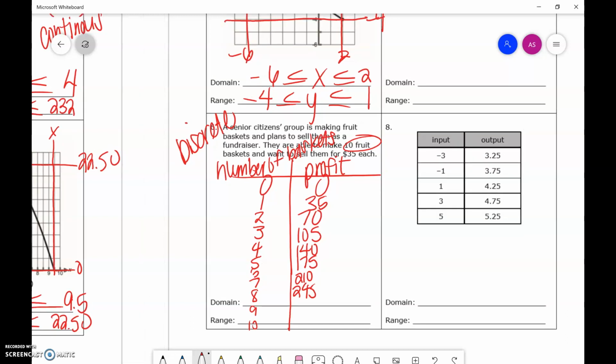If you have a calculator, this will be a good time to pull that out, or maybe you can do this in your head. And their last number is 10 baskets, they made $350. So if they sell 10 baskets, they make $350. This is our domain, which I'm not going to rewrite. You can rewrite that so you know that that's domain. And this is our range.